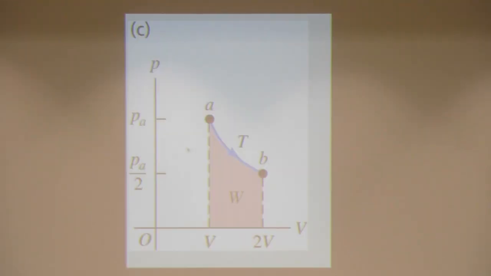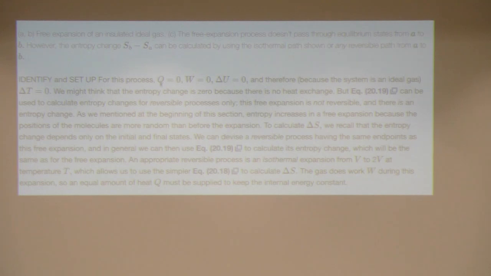We talked about this before. There will be a change in entropy. This is for the reversible process, but it's actually irreversible. So for this process, we have Q equal to 0, work equal to 0, and therefore delta U equal to 0, and the system is an ideal gas. We might think that the entropy change is 0 because there's no heat exchange, but 20.19 can be used to calculate entropy changes for reversible processes only. This free expansion is not reversible, and there is an entropy change. We talked about this in our class as well: the entropy increases in a free expansion because the positions of the molecules are more random than before the expansion.